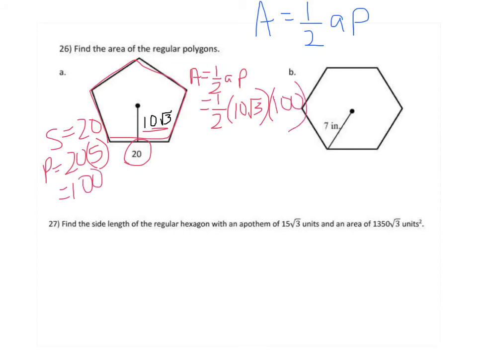Okay? So again, you want to leave your answer in terms of the radical. So half of 10 is 5. 5 times 100 is 500. So 500 root 3 is your answer, and that's just in units squared.